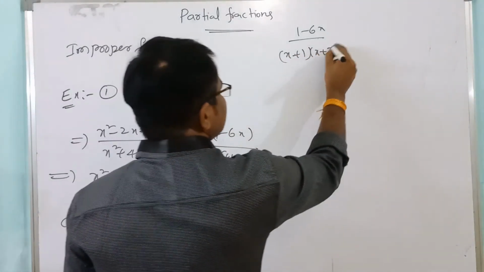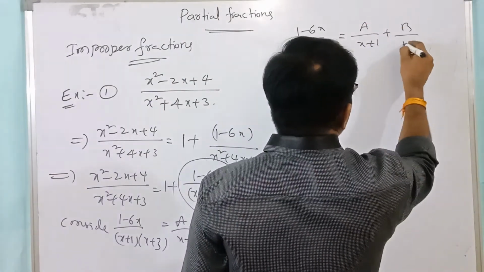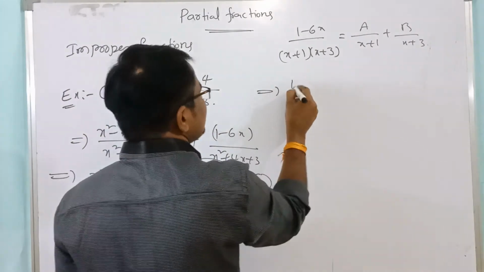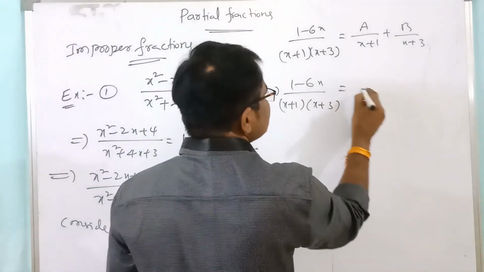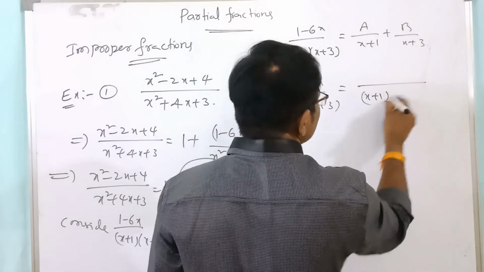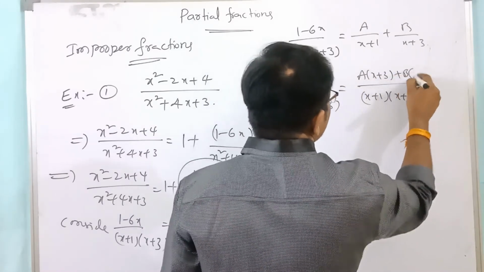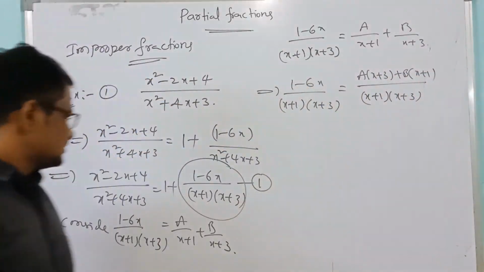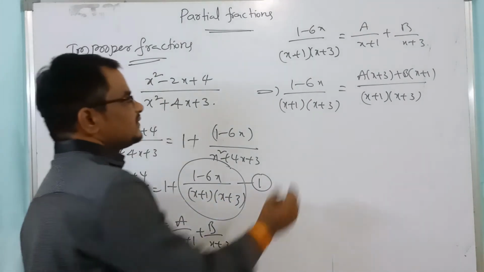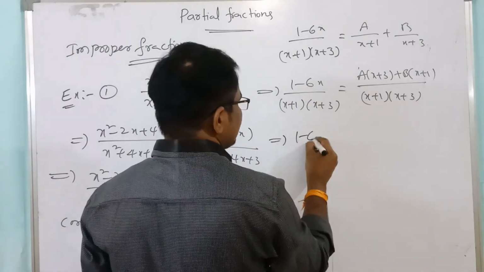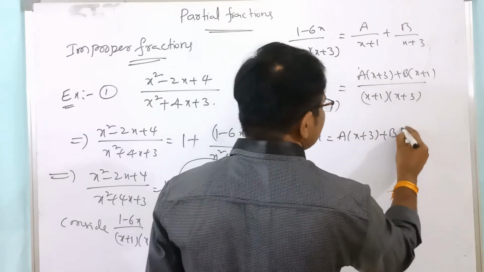So (x plus 1)(x plus 3) can be written as a by x plus 1 and b by x plus 3. That implies 1 minus 6x by (x plus 1)(x plus 3) is equal to, here LCM is (x plus 1)(x plus 3), so a into (x plus 3) plus b into (x plus 1). For this one, what are the factors? x plus 1, x plus 3. Now here equate these two: 1 minus 6x equal to, these two get cancelled, a into (x plus 3) plus b into (x plus 1).